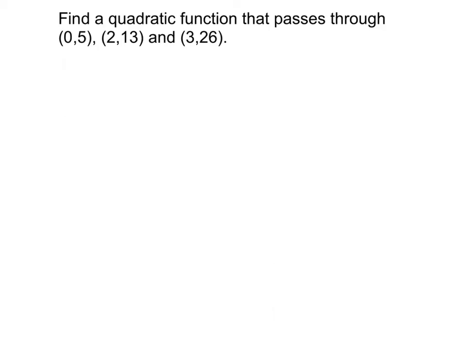Let's try one more example of this. Now again, we're asked to find a quadratic function that passes through 3 given ordered pairs, (0, 5), (2, 13), and (3, 26). This problem is slightly different than the one we just did, because this first ordered pair right here happens to be the y-intercept. And the reason I know it's the y-intercept is because the x-coordinate is 0. And that actually makes the problem a lot easier.